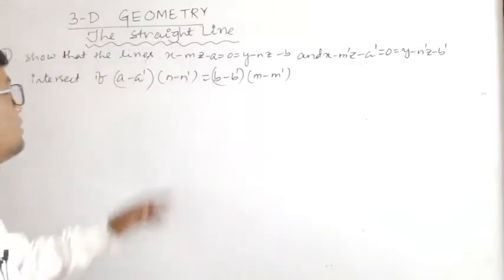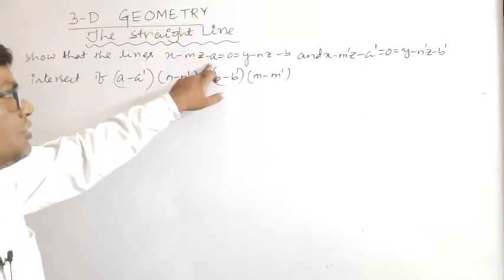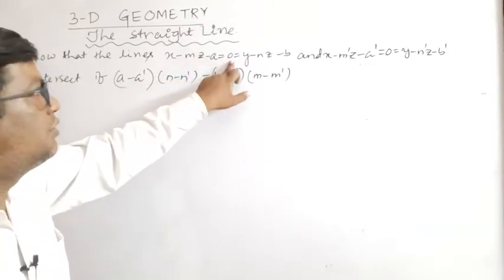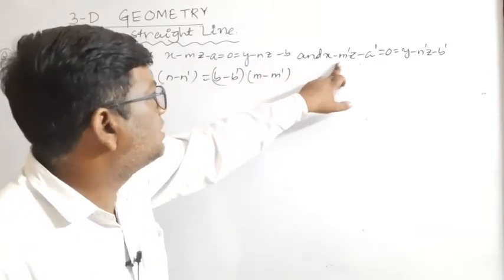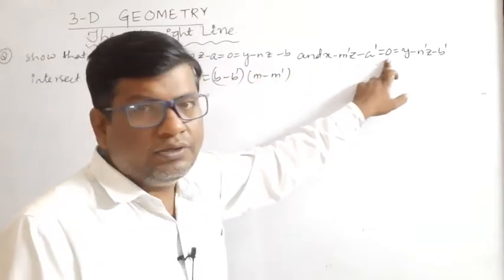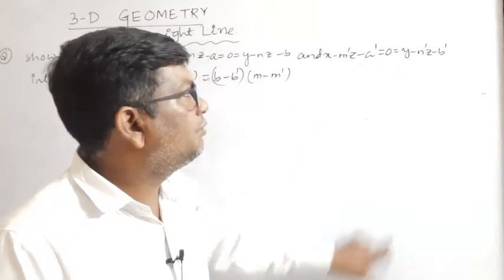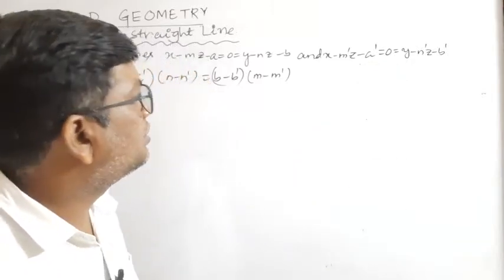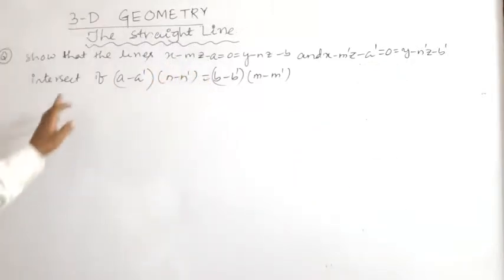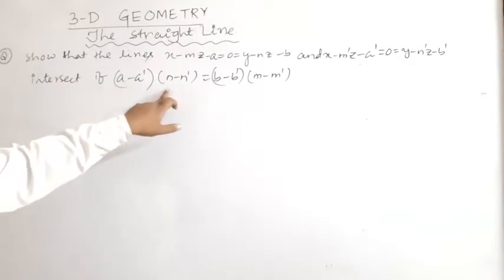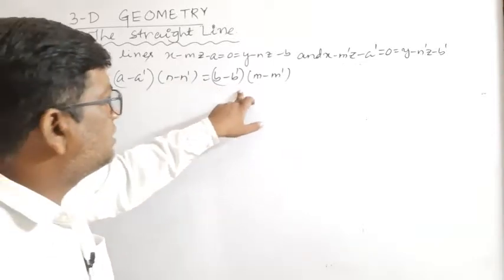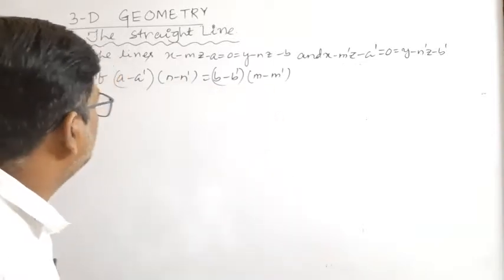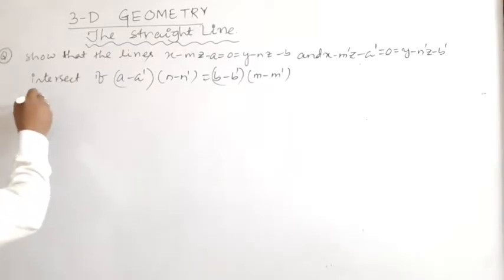Show that the lines x minus mz minus a is equal to 0 is equal to y minus nz minus b, and x minus m dash z minus a dash is equal to 0 is equal to y minus n dash z minus b dash, intersect if a minus a dash into n minus n dash is equal to b minus b dash into m minus m dash. So, given line is what?